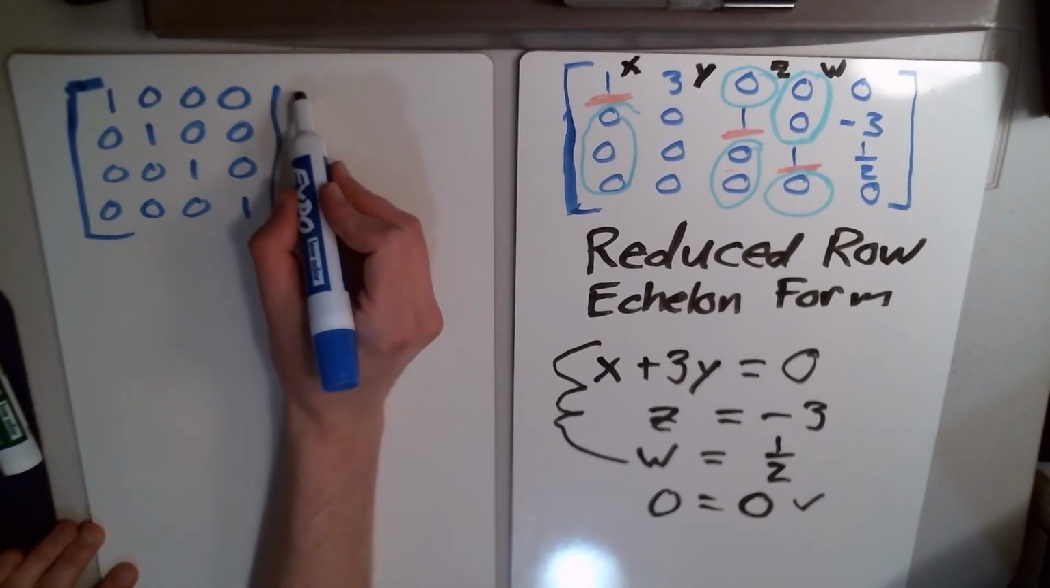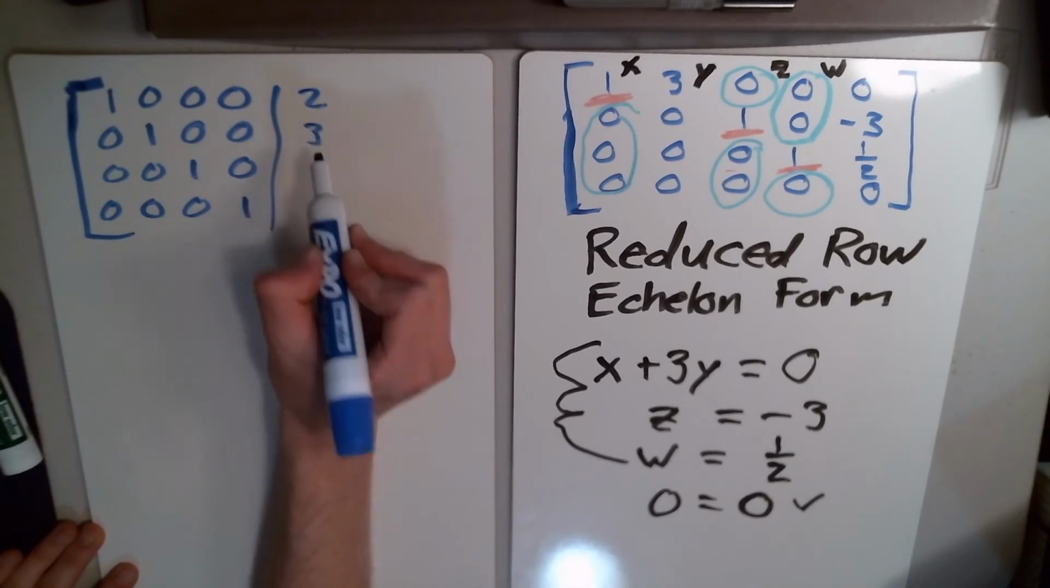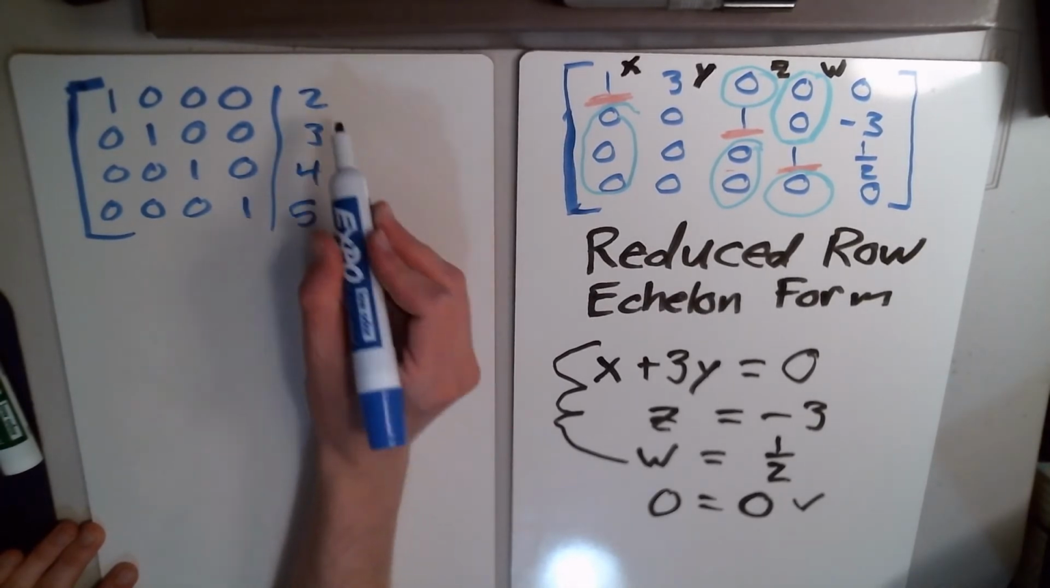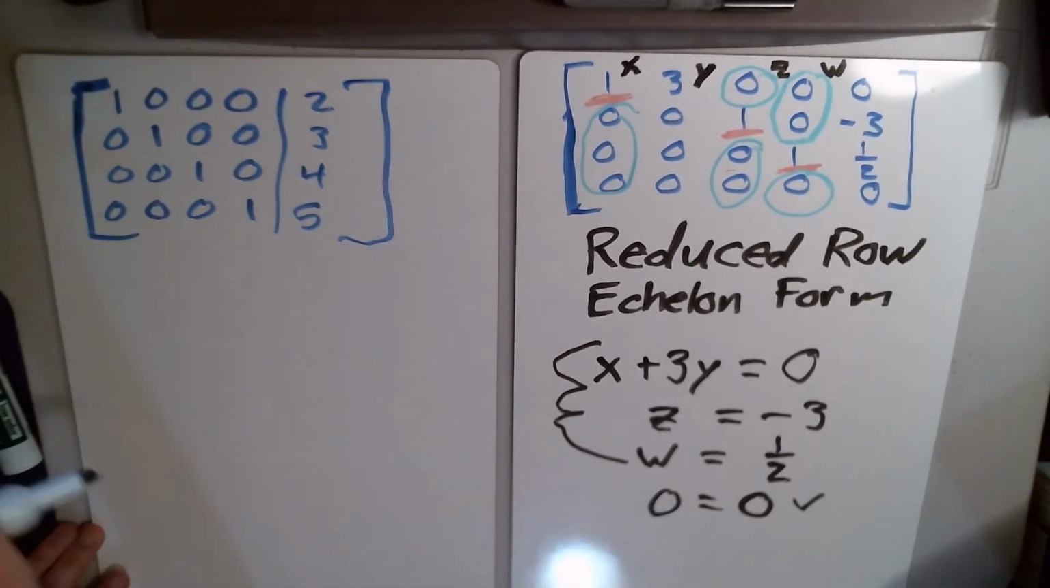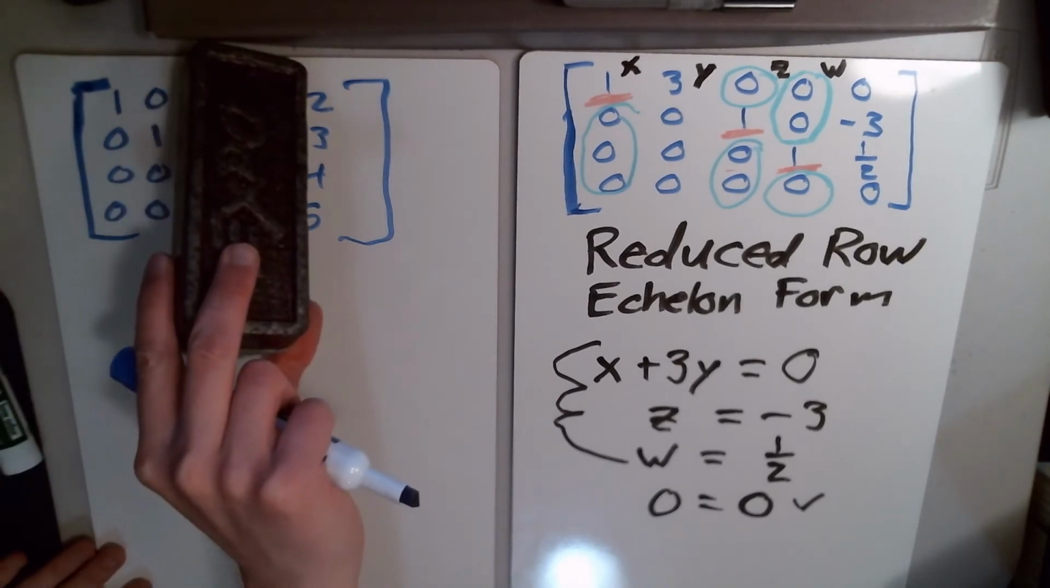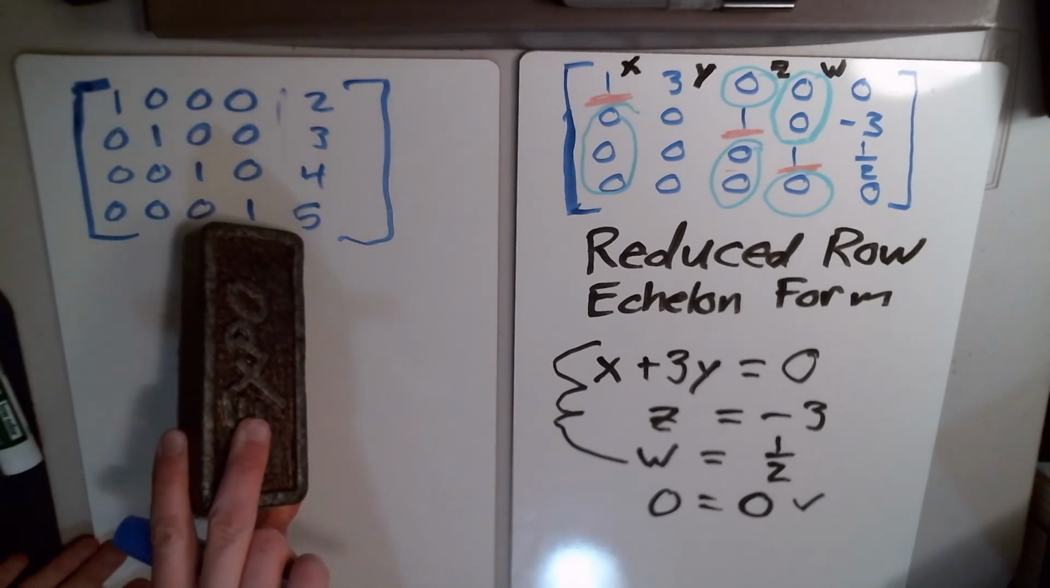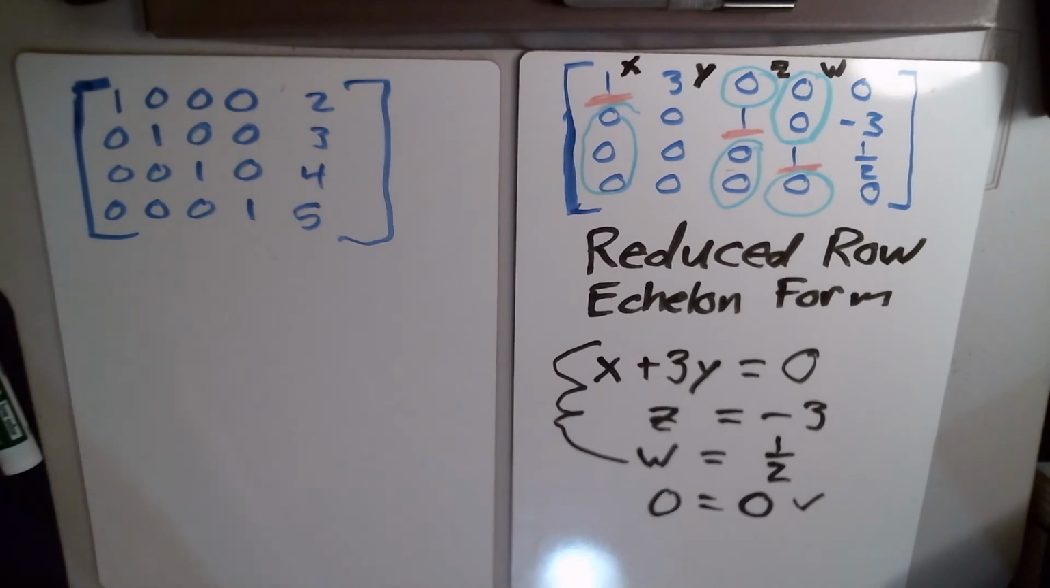Okay. And I'll just say 2, 3, 4, 5. And sorry, that line there is just to help you keep track of which ones are the answers and which ones are the variables. But generally in our book, we don't have that. So I'll erase that for you. So what does this say?